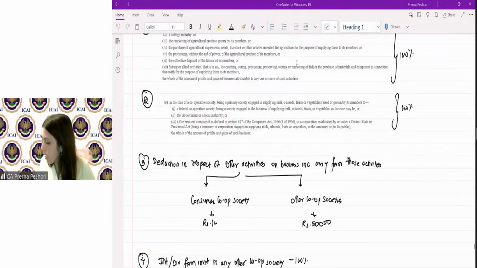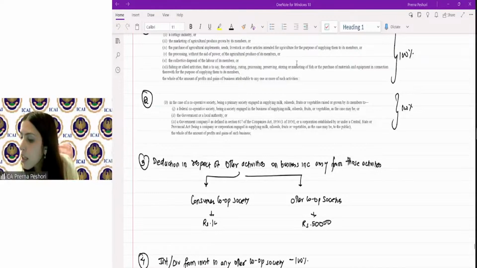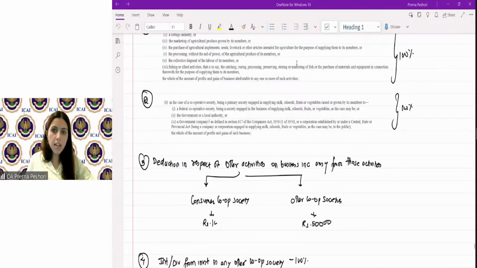So how will we start? Yes. So we'll start simultaneously. First, we'll compute the 35AD deduction. Let's try and first compute the 35AD deduction. Let us start simultaneously.